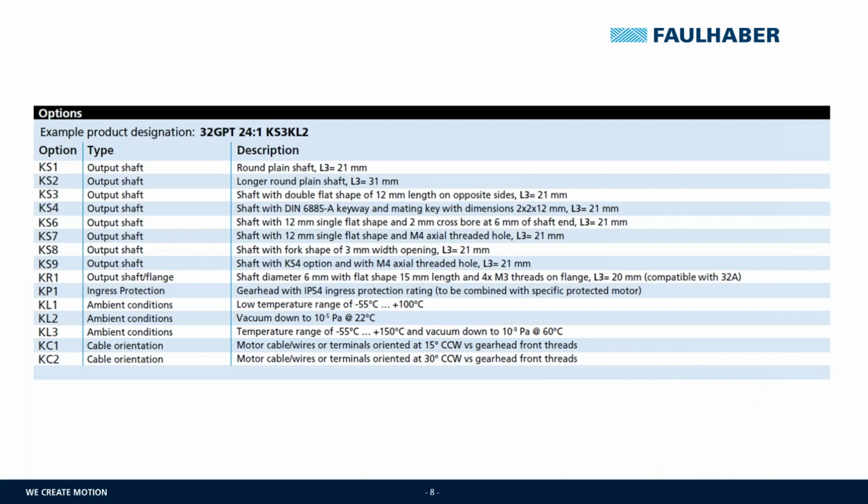The last basic information available in the datasheet is the list of existing semi-standard options, like different output shaft, different types of lubricant or different motor cable orientation. Maybe one or more of those options already suit your needs. If not, you can always get in touch with us by email or using the chat function available on our website, or if you prefer, just call us and we will assist you to find what you need.